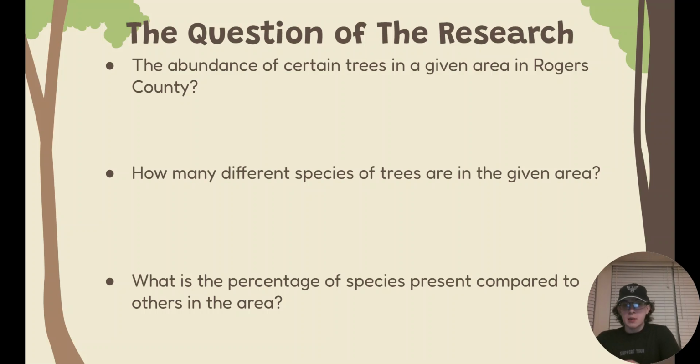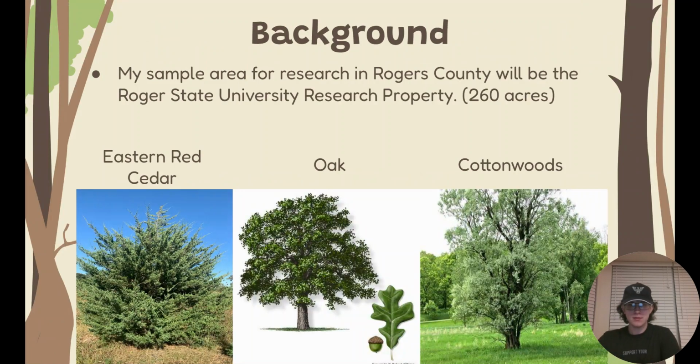Another point is how many different species of trees are in the given area. So how many I'm seeing of eastern red cedar, and so on, in the research property, and then of course the percentage of these species that I see in the area, and overall just calculating your basics for diversity in this environment, this habitat.